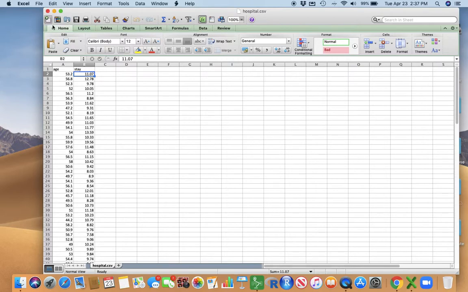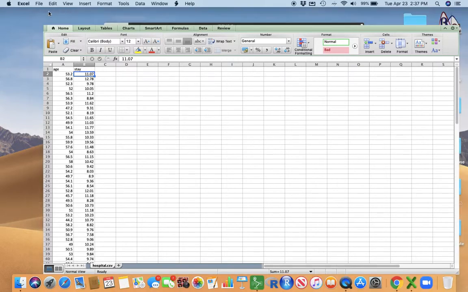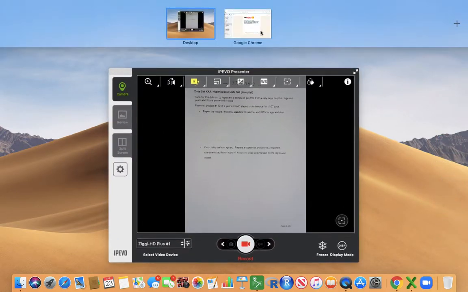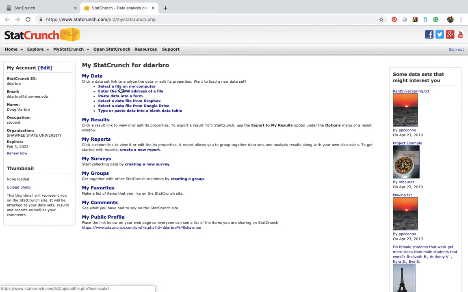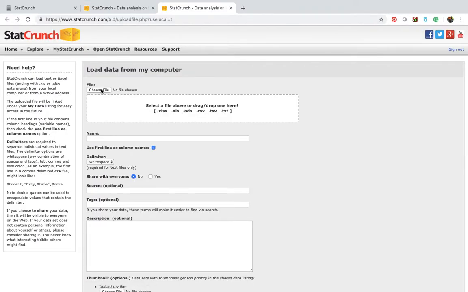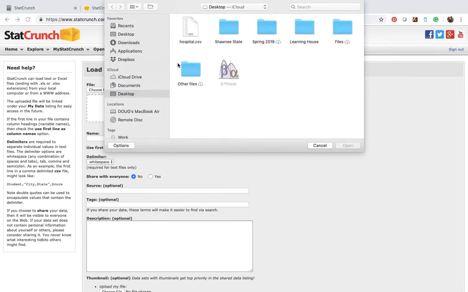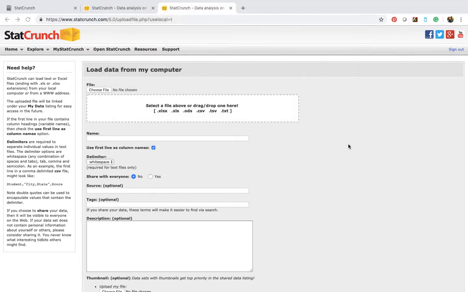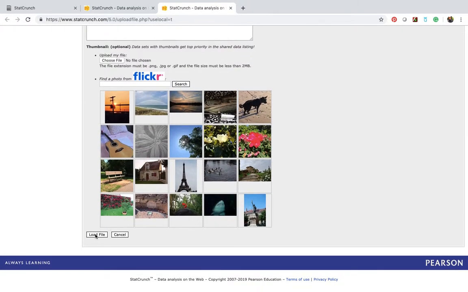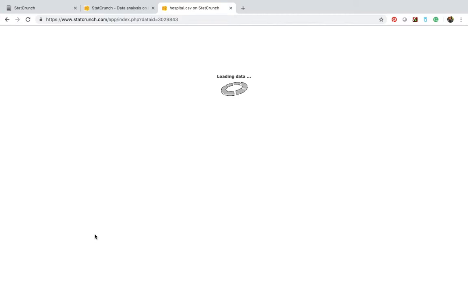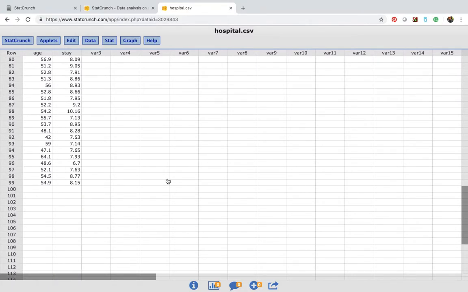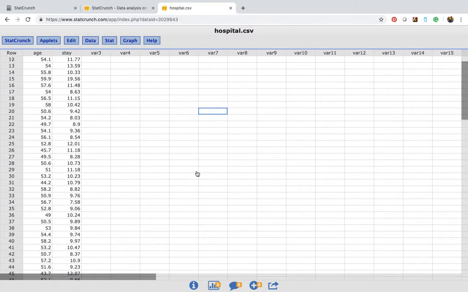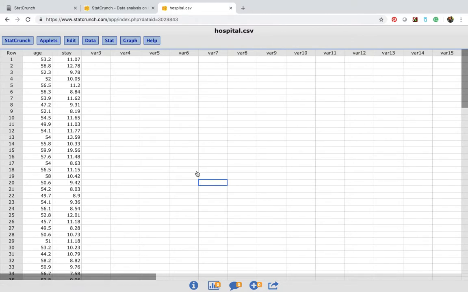Now, the first thing I want to do is close this, and go to Statcrunch. So I'm going to go to the Statcrunch website, and I want to select a file on my computer, choose the file, and upload hospital to Statcrunch. Load file. And just like that, I have the data set that I need. And you can see we've got, I don't know, 99 subjects, or, well, patients in this case.